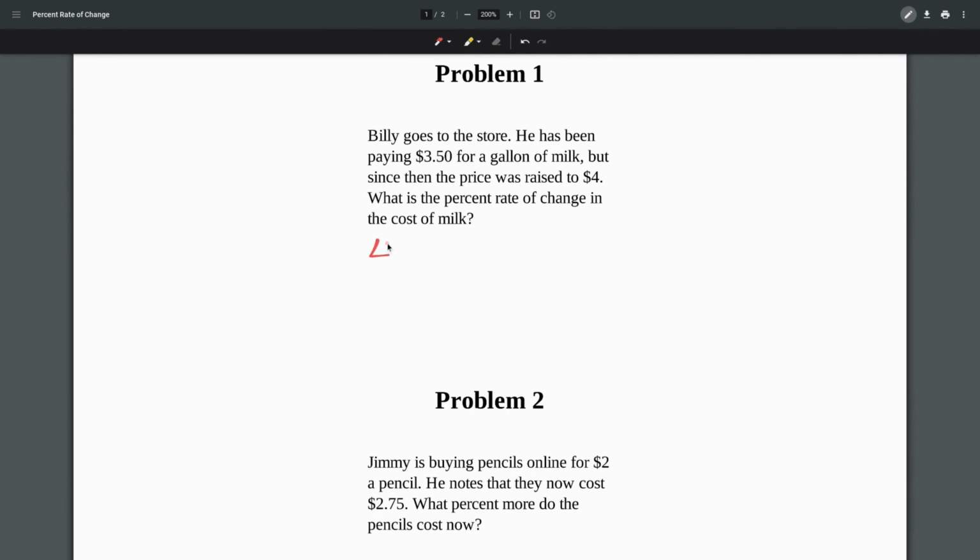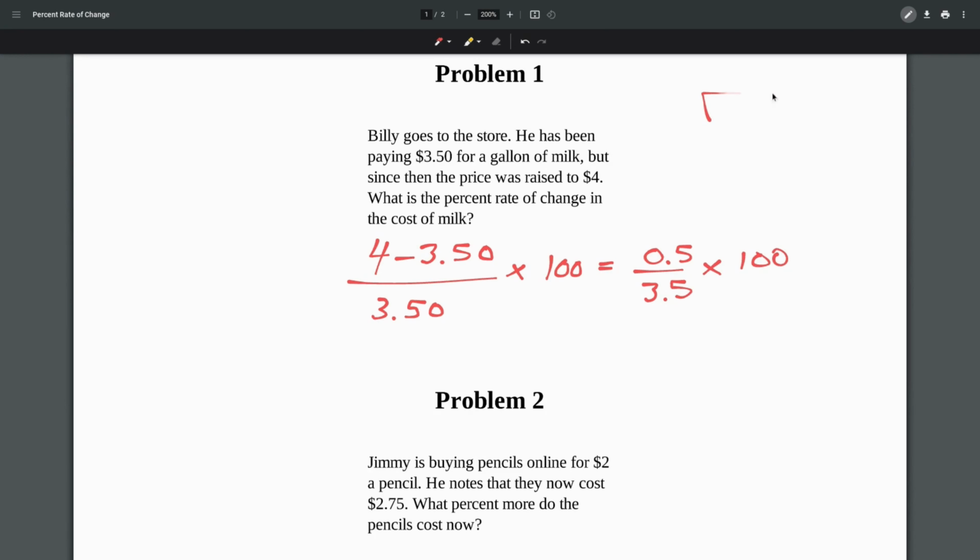So we're going to take the new cost, $4, and we're going to subtract $3.50 from that. And then we're going to divide it by the original cost, $3.50. So this is going to give us a decimal, and we want to change that to a percent by multiplying by 100. Okay, so 4 minus 3.50 is 0.50 or 0.5, and that's going to be divided by 3.5, and we're going to multiply that by 100. So let's divide 0.5 by 3.5.